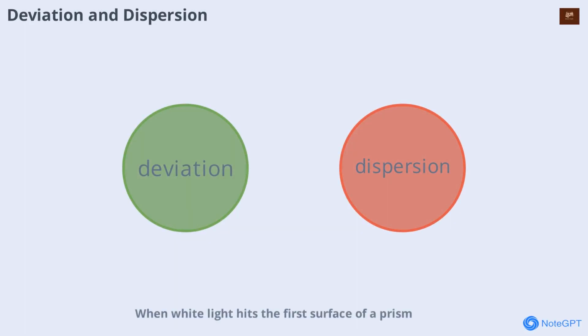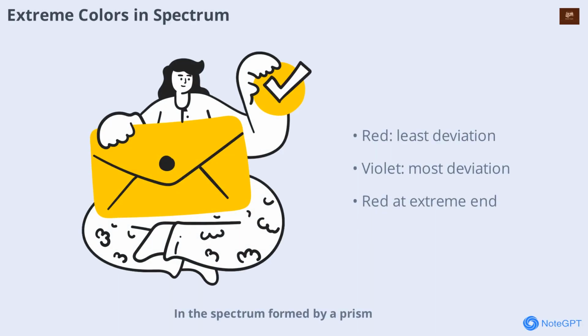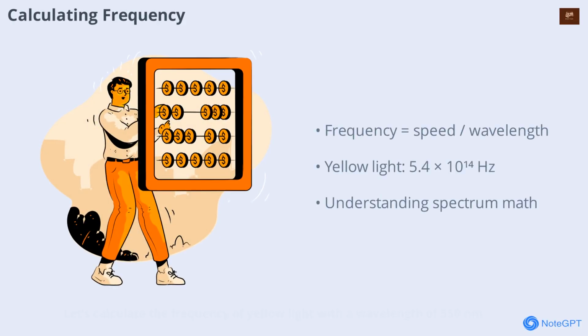When white light hits the first surface of a prism, it experiences both deviation and dispersion. Deviation refers to the bending of the light path, while dispersion is the splitting of light into its constituent colors. Both effects are crucial for the formation of the spectrum. In the spectrum formed by a prism, red appears at the extreme end opposite to the base of the prism. This is because red light having the longest wavelength is deviated the least, while violet with the shortest wavelength is deviated the most. Let's calculate the frequency of yellow light with a wavelength of 550 nm.